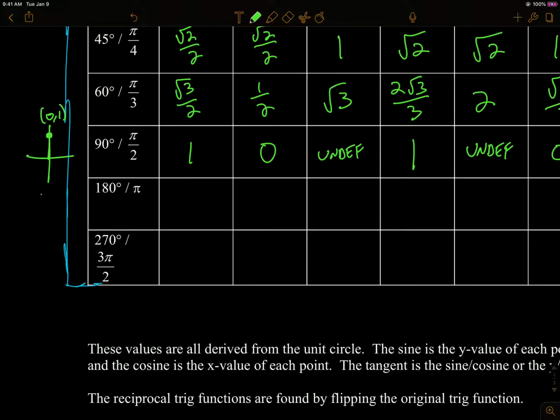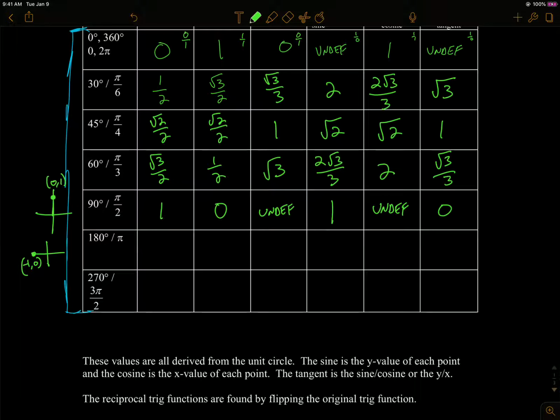180, that's going to be this angle right here. So that's going to be something similar to what we just did, but the coordinates are now going to be negative 1, 0. So I want you to pause the video and fill out this row. Okay, welcome back. You'll get 0, negative 1, 0, undefined, negative 1, undefined.